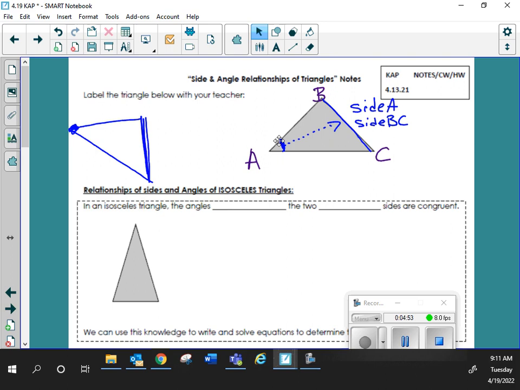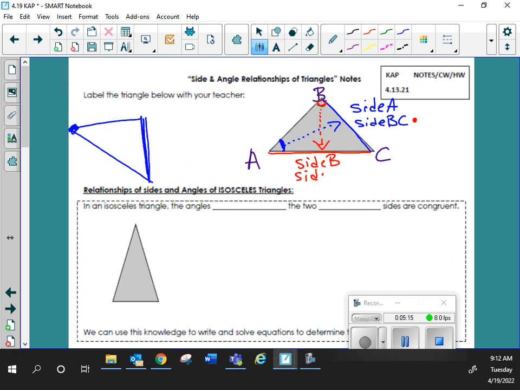Looking at angle B, using this format with two letters, what side does angle B control? Side AC. It's going to control the one across from it. So again, you can either call this side B or side AC. Could I call it CA? Yes, but typically we do alphabetical order. And lastly, angle C is going to control side AB. It's going to go across.